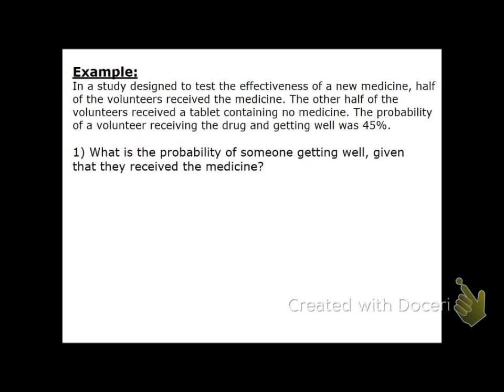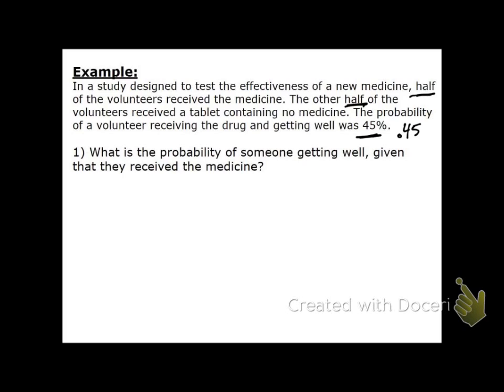In a study designed to test the effectiveness of a new medication, half of the volunteers received the medicine. The other half received a tablet containing no medicine. The probability of a volunteer receiving the drug and getting well was 45%. So they've given us a lot of information here. Half of the volunteers received the medicine and the other half did not. They also told you that the probability of someone receiving the medicine and getting well is 45%, or in terms of a decimal, 0.45.